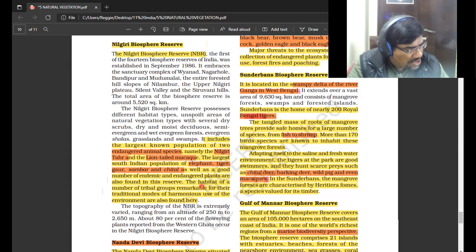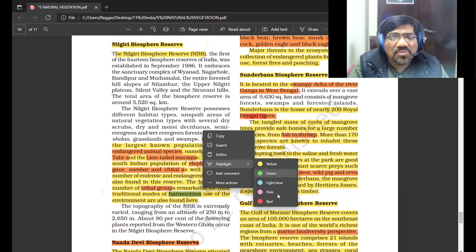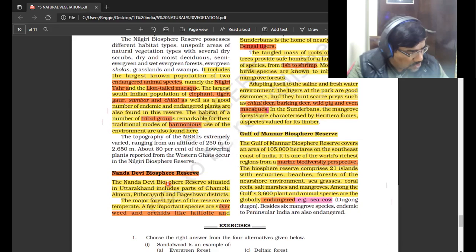And you can see the habitat here, it says that a number of tribal groups are living in this particular area, and tribals do not disturb the animals because they are living with them harmoniously. Why? Because this is how the culture of the tribals is. They consider the life of animals also important.